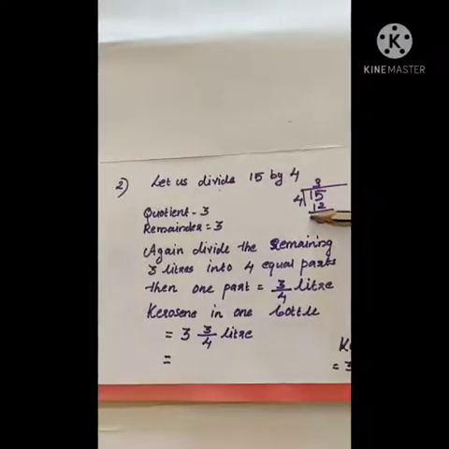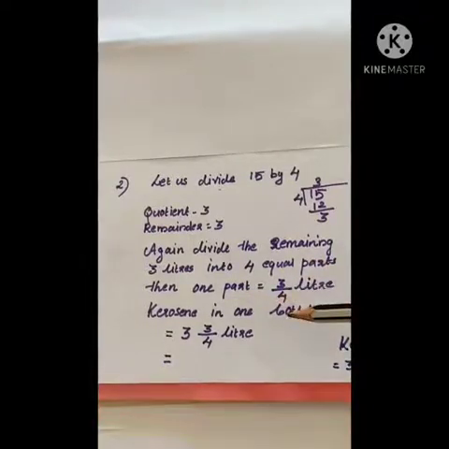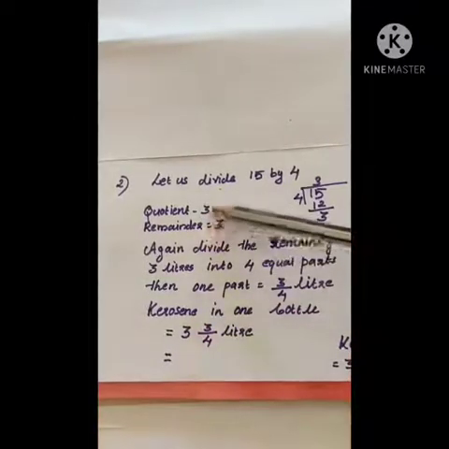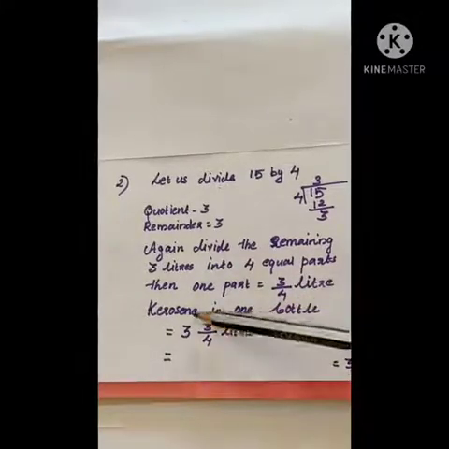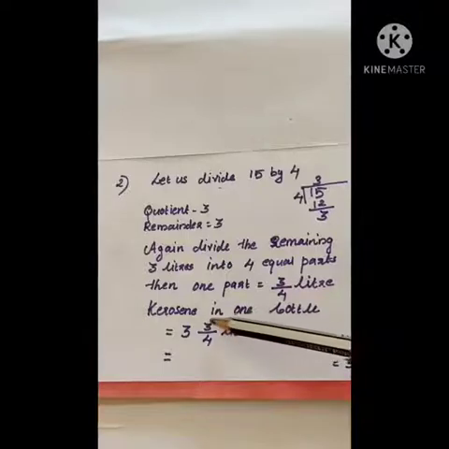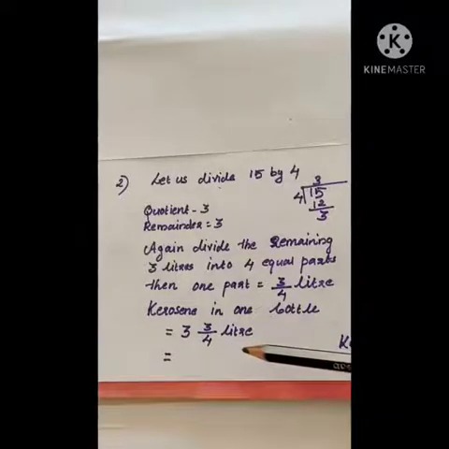Here the remaining 3 liter of kerosene is again divided among 4 equal parts. Then one part will be 3 by 4 liters. So we can say that kerosene in one bottle is equal to 3 and 3 by 4 liters. Here also the answer must be in the form of liters and milliliters. So we have to convert 3 by 4 liter into milliliters. 1 liter is equal to 1000 milliliter.